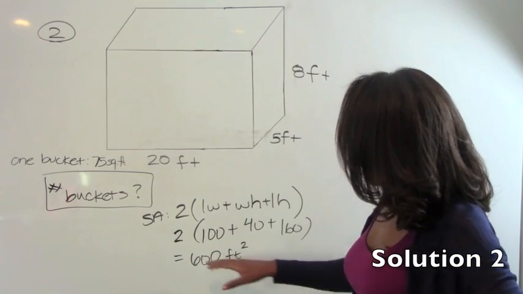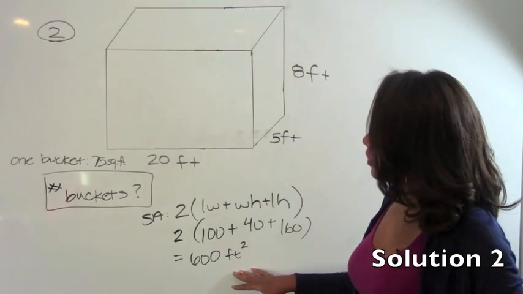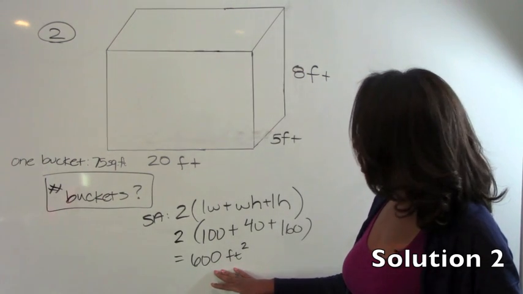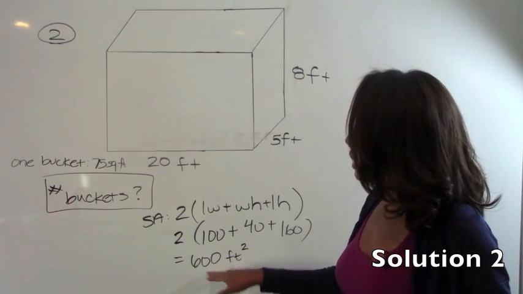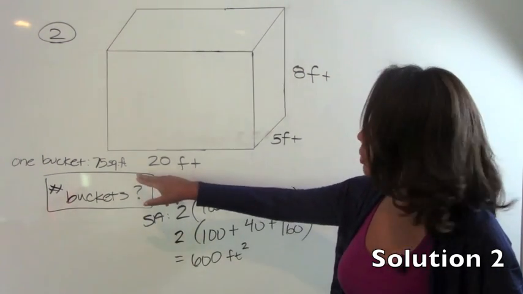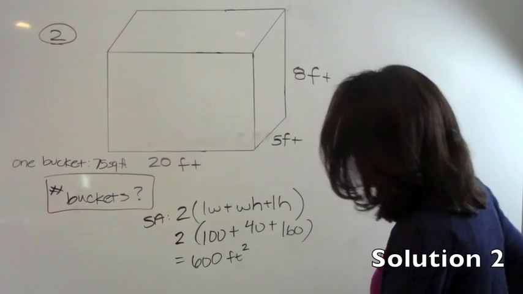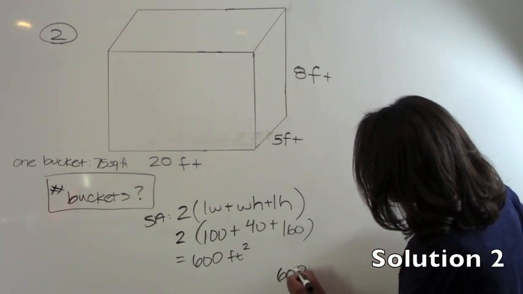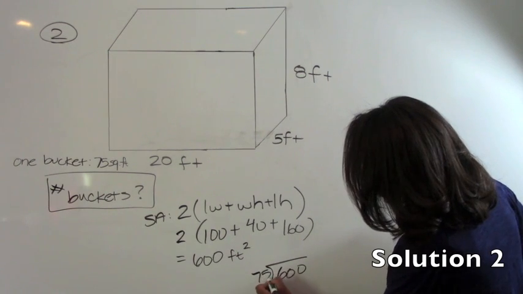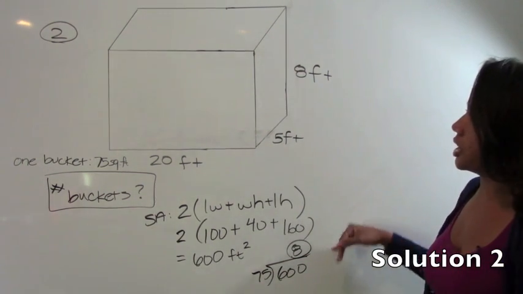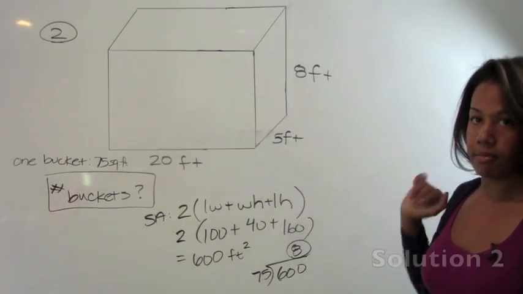Okay? So our total surface area is 600 square feet, and we are asked how many buckets of paint that we need. So we simply do 600 divided by 75 because we want to know how many times 75 goes into 600. So 600 divided by 75 is 8. So we need 8 buckets of paint to cover this box completely.